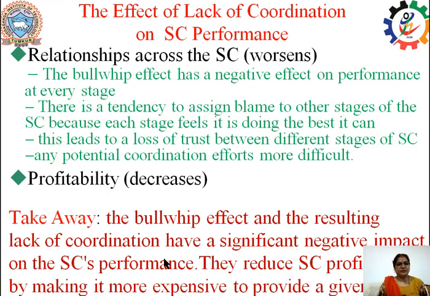Ultimately, profitability decreases. So what is the takeaway? The bullwhip effect and the resulting lack of coordination have a significant negative impact on total supply chain profitability. They make it more expensive to provide a given level of product availability.